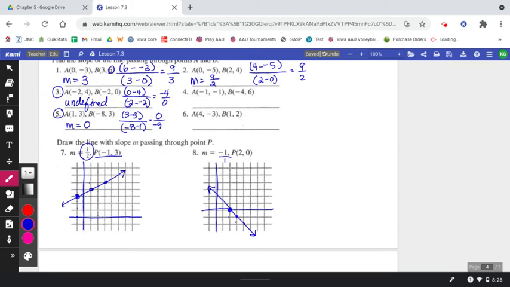Now a quick check to make sure that you've been doing these right. This slope here is a positive, which means my line should be going up from left to right, which it is. This slope is a negative, which tells me my line should be going down from left to right, which it is.